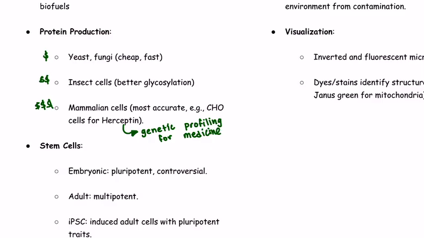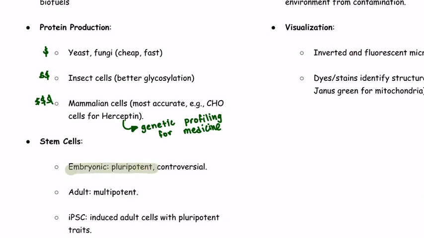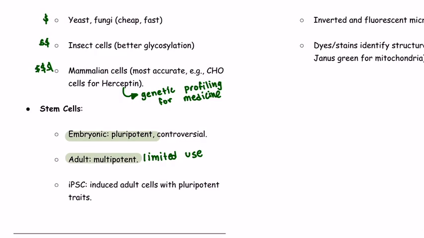So stem cells, they can be embryonic stem cells, so from an embryo. These are pluripotent, which means they can be any cell type. There's also some controversy with that. You can have adult stem cells, which are multipotent, but these are more limited in use. And you could have induced pluripotent stem cells, or iPSCs, which are adult cells reprogrammed back to being pluripotent.